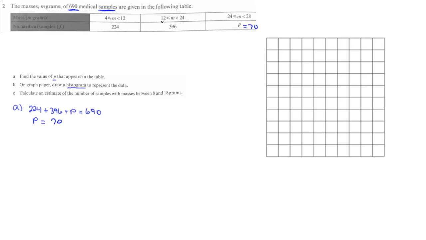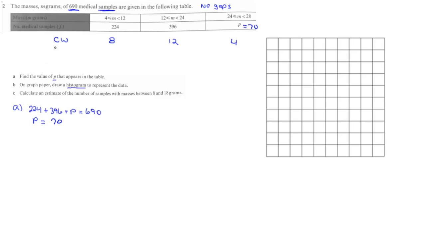Now, to make a histogram, we need to know the boundaries. The first thing we want to take a look at is, are there gaps? And there's no gaps in this case, so what we're looking at are actually the actual boundaries. So we can now establish the class width. This is 12 minus 4 or 8, 24 minus 12 or 12, and then 28 minus 24 is 4.